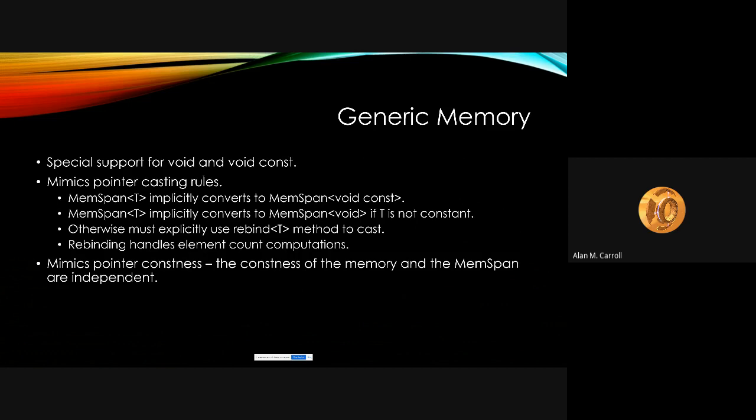It models pointer semantics. So if I have a memspan of void const, I can assign any memspan to it. I can assign any non-const memspan to memspan void. If you want to go the other way, you have to do a rebind to cast. This is precisely how pointers work. This is why I picked these rules. And the constants, memspan constants and the memory constants are independent, just like a pointer. I can have a const pointer to writable memory and a writable pointer to constant memory. So memspan does the same thing. It's really just a special pointer.